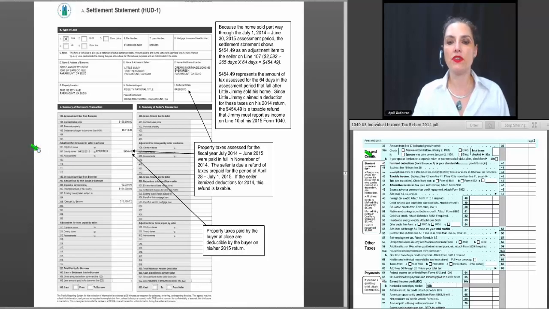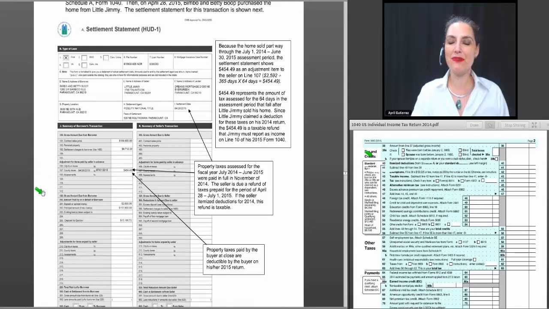That $454 represents the amount of tax assessed for the 64 days in the assessment period that fall after little Jimmy sold his home. Since little Jimmy claimed a deduction for these taxes on his 2014 return, the $454 amount is a taxable refund that Jimmy must report as income on line 10 of his 2015 tax return.